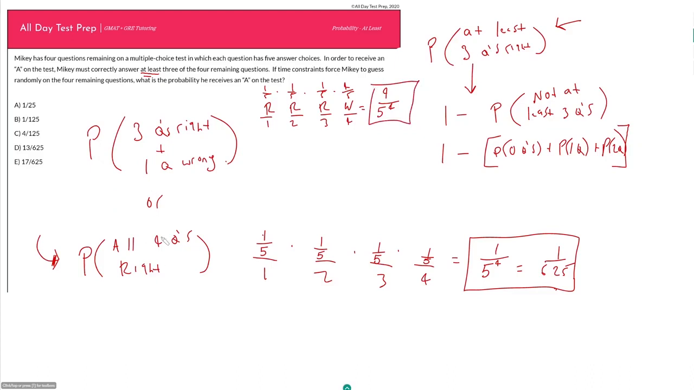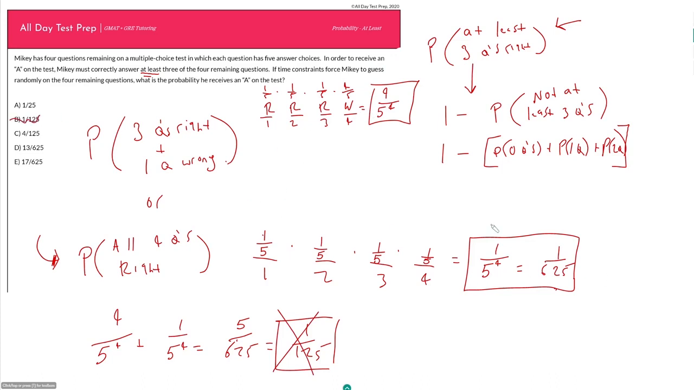And so this would be 1/5 times 1/5 times 1/5 times 4/5, which is 4 over 5 to the 4th. Then, if this is an or scenario here, because he can get 3 right this way or this way, we should be adding these two together. And so this would be 4 over 5 to the 4th plus 1 over 5 to the 4th, which is 5 over 5 to the 4th, which is 5 over 625, which is 1 over 125, which is answer choice B, but it is also wrong. Do not select this.